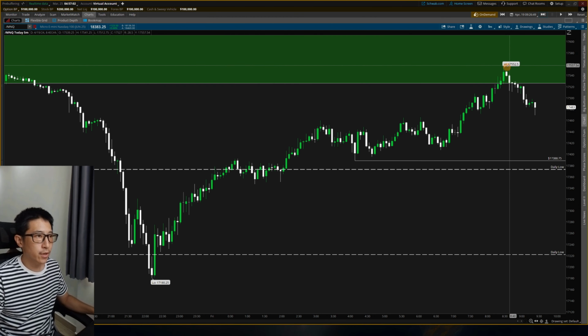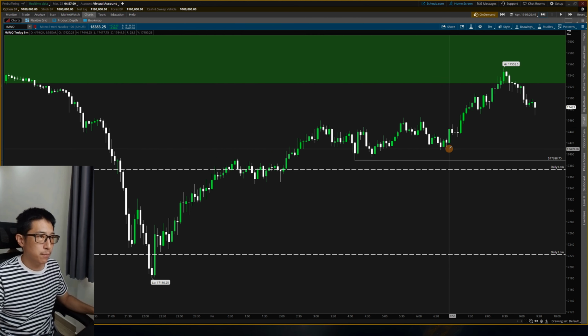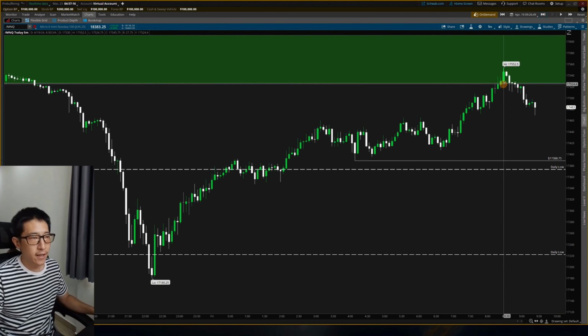Okay, so just before 9:30 pre-market, we rallied back up into that 4 hour fair value gap. You can see that the pre-market sell side liquidity is down here. Buy side already got taken, and now 9:30.